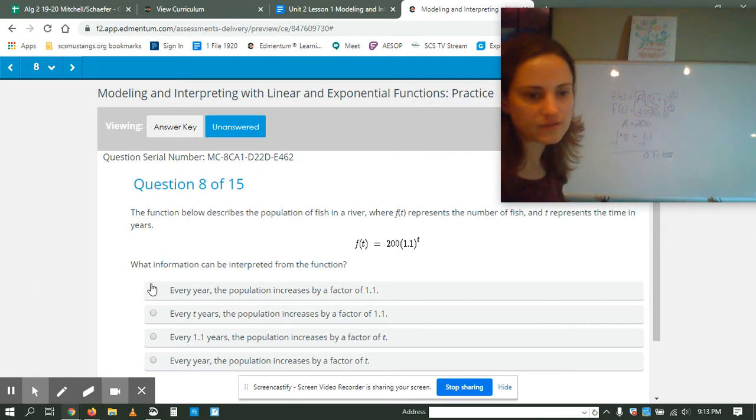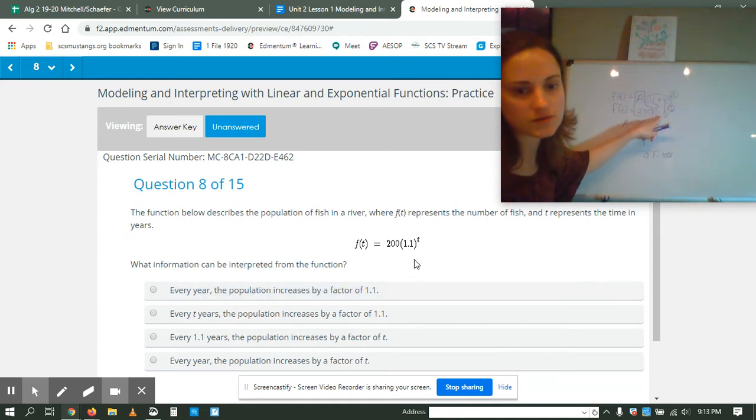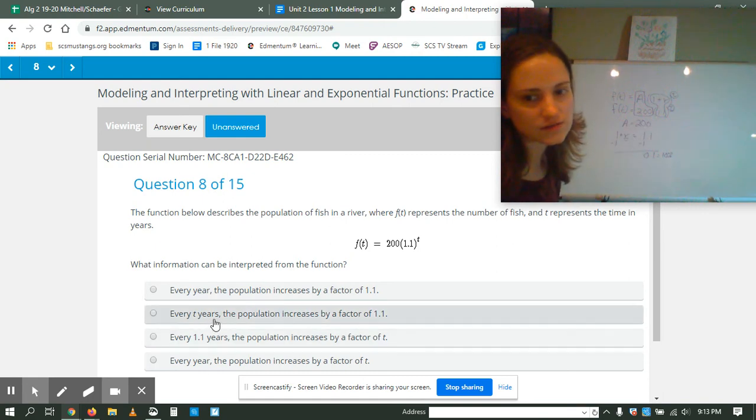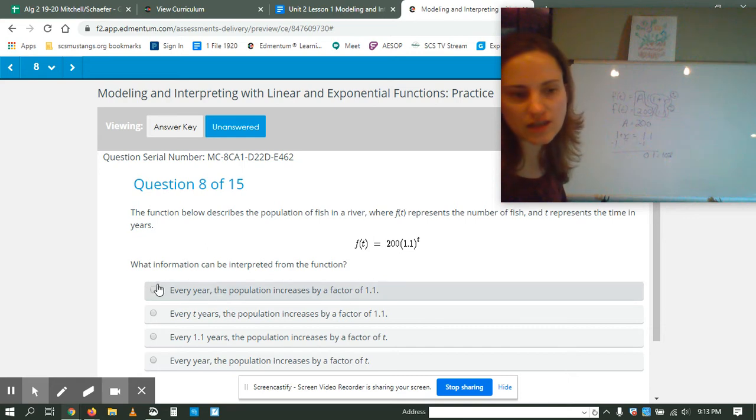So looking at this, every year the population increases by a factor of 1.1, which is what's happening. This is increasing by a factor of 1.1. Every t years? No, because it says t represents time in years. It's not 2 years or 5 years, so that one's not going to work. And then every 1.1 years, if that had been the case, it would have been 1.1 up there. And then every year the population increases by a factor of t. If that would have been the case, we would have had to have a t there. So we're looking at every year the population increases by a factor of 1.1.